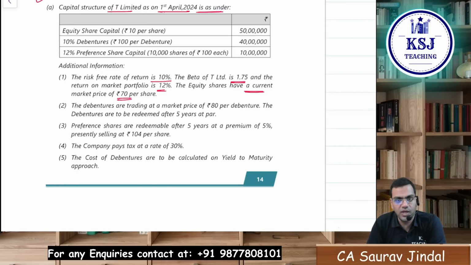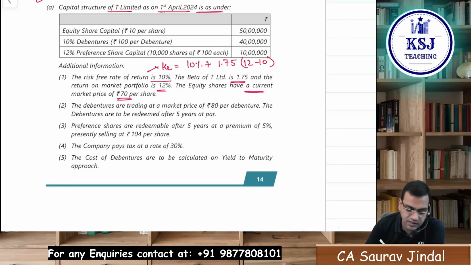So one thing is very clear from the given information, that you have to apply the capital asset pricing model for the calculation of KE, right? So KE will be the risk-free rate of interest plus beta factor into market return 12 minus 10. This is how the KE will be calculated. It will come to 13.5%.